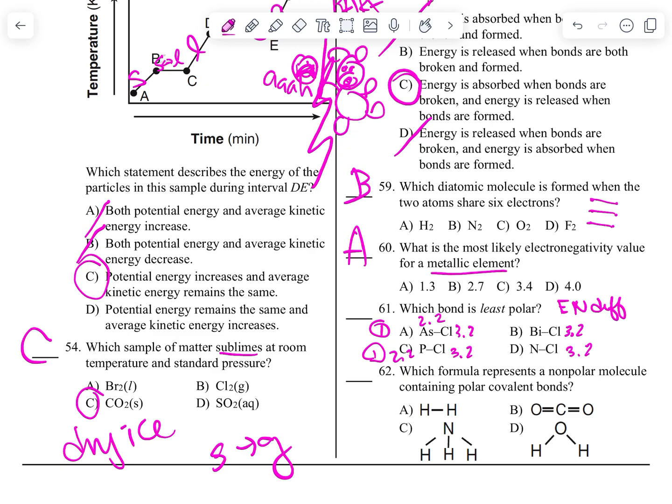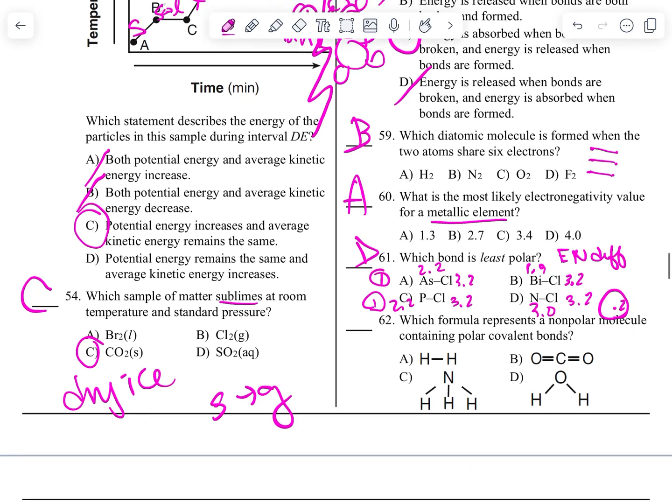Bismuth. Where even is bismuth? I'll get to that. Nitrogen is 3.0. So 0.2. I'm guessing that that's the answer, but I can't find bismuth. Bismuth is way down there. Oh, here we go. 1.9. So that's 0.3. So choice D.